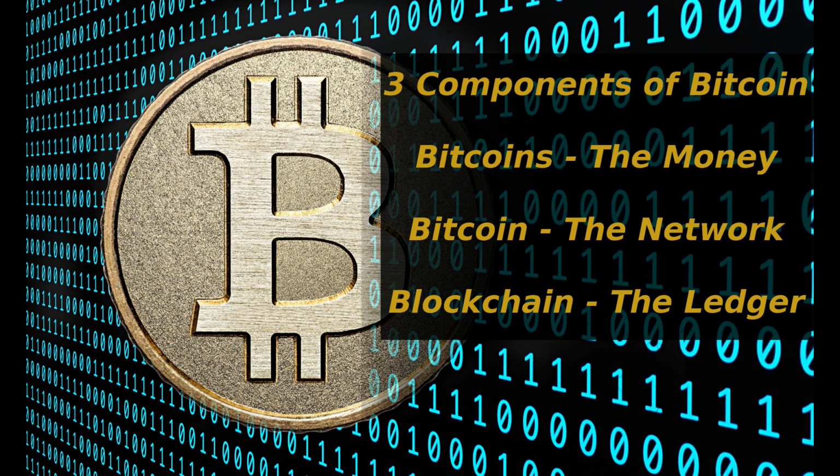And then finally, the third part that you need to know is the blockchain. Now, the Bitcoin blockchain is the ledger behind Bitcoin that records all the transactions that have ever happened. So just so you know, you can actually look at the blockchain and you can trace every transaction that has ever happened since the beginning of time. And that's really what legitimizes Bitcoin and gives it security, is the blockchain. So those are the three components.